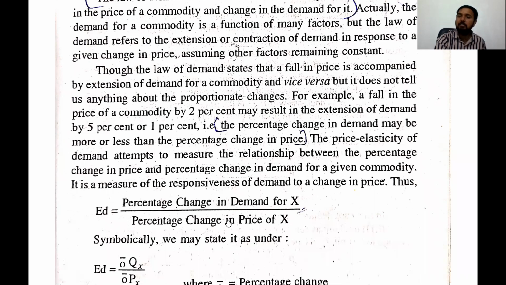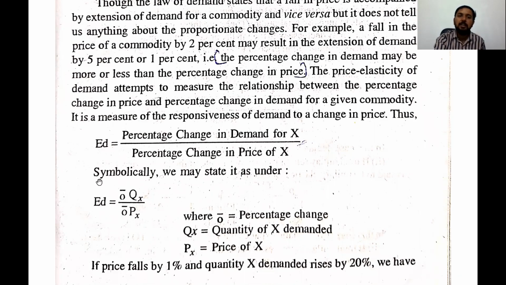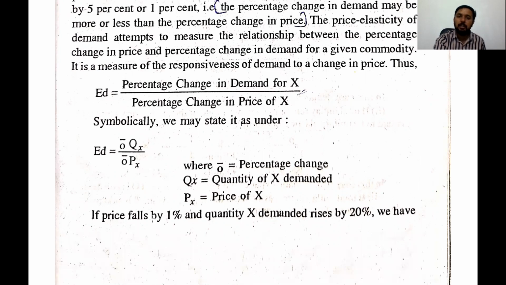Thus, so guys, here we have a formula to find the elasticity of demand. What is the formula? Elasticity of demand is equal to the percentage change in demand for product X divided by the percentage change in price of product X. Symbolically, we can write this formula like this: elasticity of demand is the percentage change in demand of product X divided by the percentage change in price of product X. So here we have given the terminology. E with a delta is equal to percentage change, Qx is equal to quantity of X demanded, and Px is equal to price of product X.